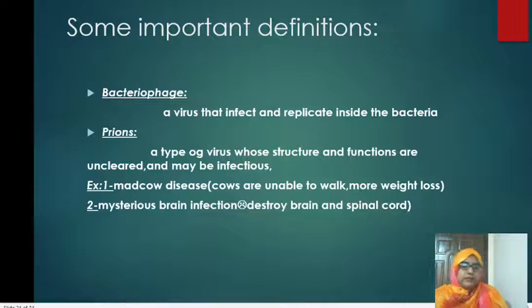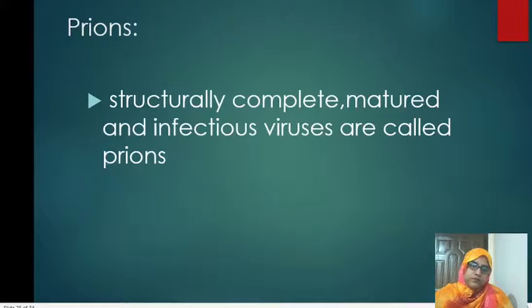The second disease is a mysterious brain infection, in which the disease destroys the brain and spinal cord. What are prions? Structurally complete, matured, an infectious virus.